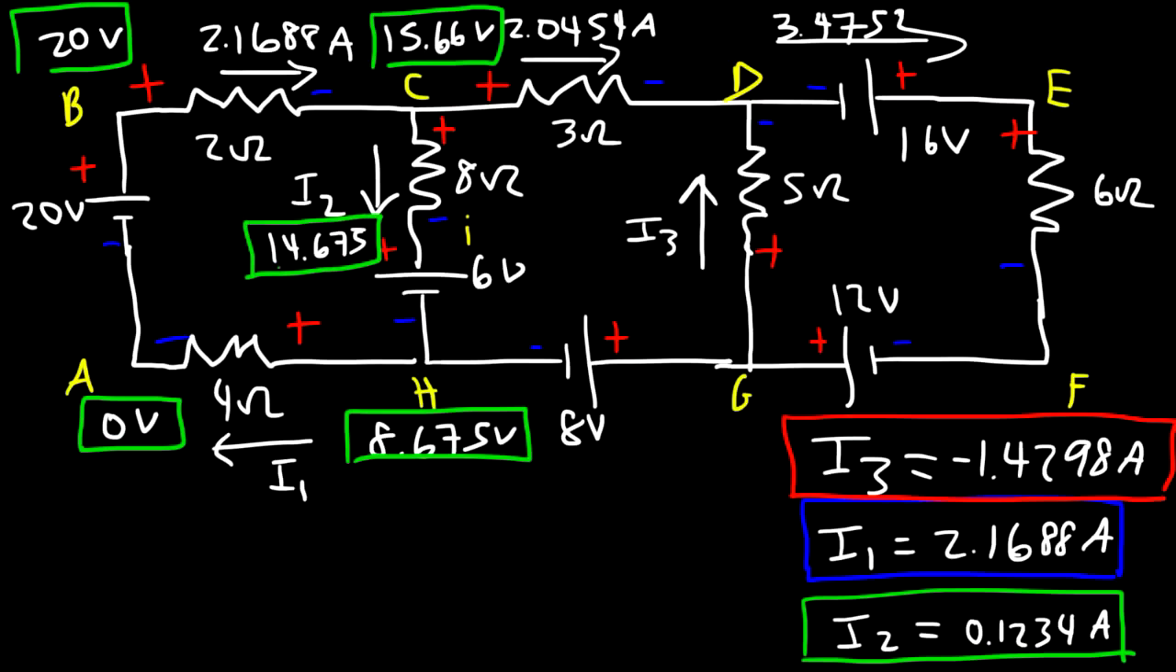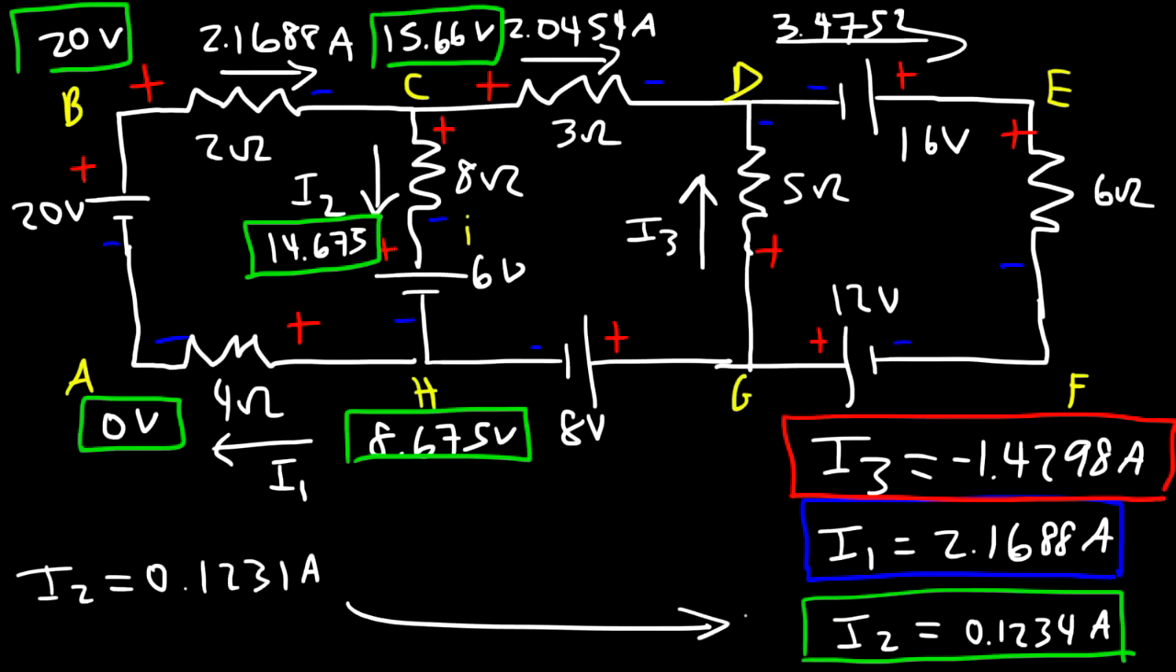So now we could confirm the value of I2. So first, let's calculate the potential difference, or the voltage, across the 8 ohm resistor. So it's the difference between the electric potentials at C and I. So it's going to be 15.66 minus 14.675. So that's a voltage of 0.985, and then divided by the 8 ohm resistor. This will give you a current of 0.1231 amps, which is very close to this current. So that means that the information that we have in this loop is correct.